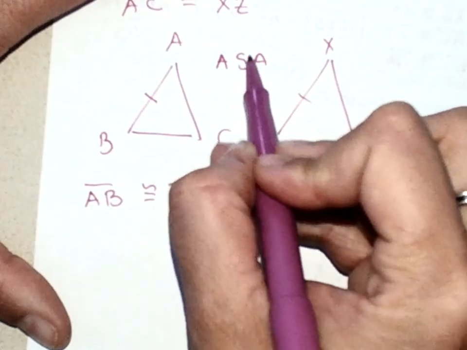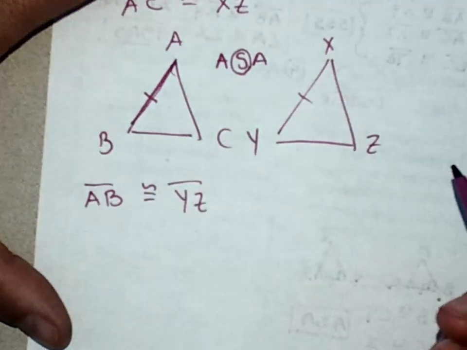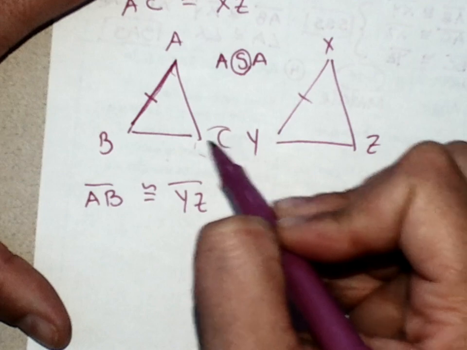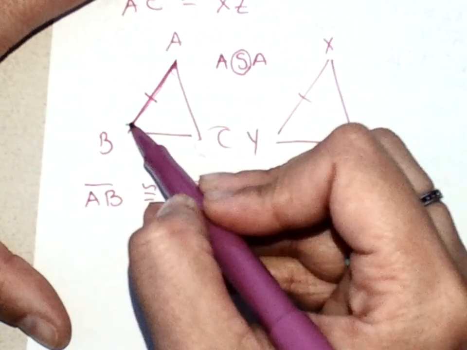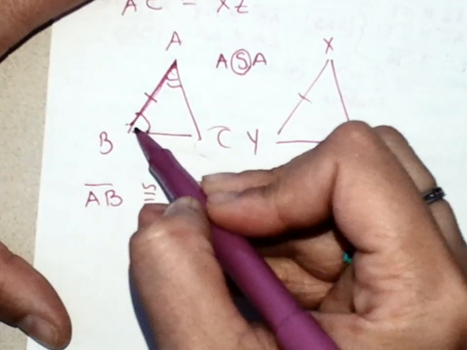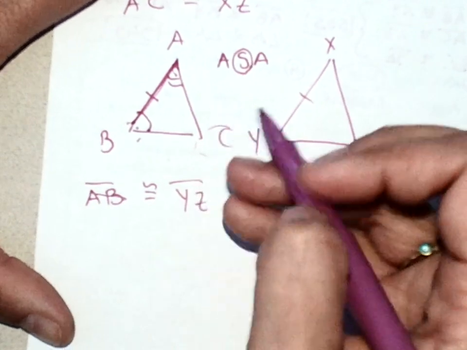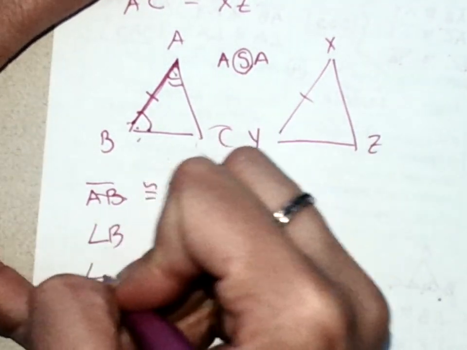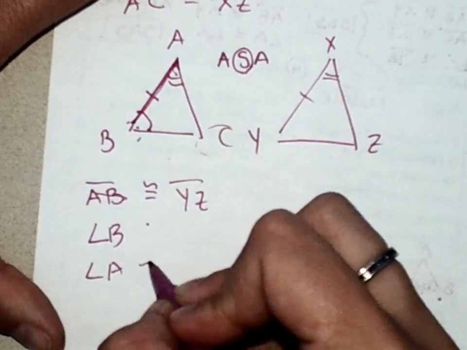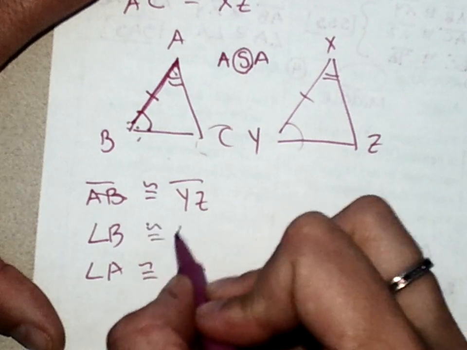So again, the side has to be in the middle. This side has to be in the middle of the two angles. C is the only angle that is not even remotely touching these, but B and A are. B and A make up the line, and B and A make up the two angles that we need to prove are congruent. So angle B and angle A. So we'll say that angle A is congruent to angle X, and angle B is congruent to angle Y.